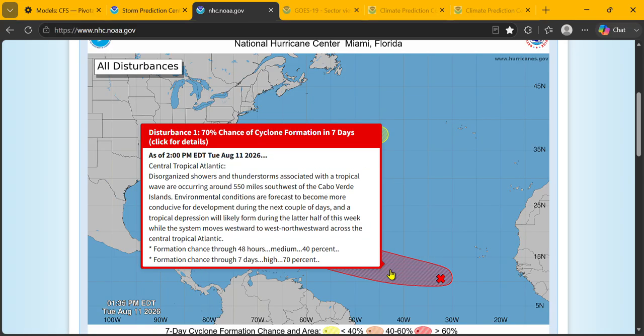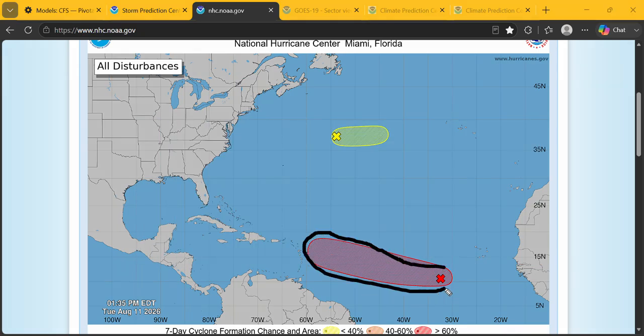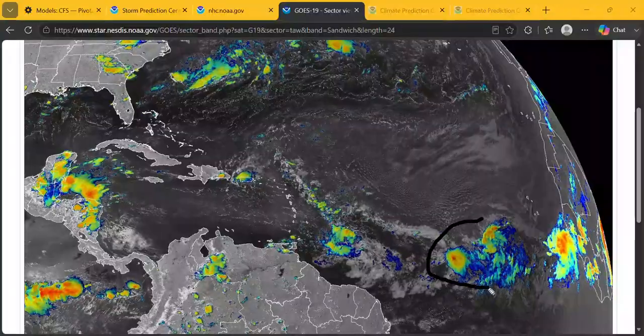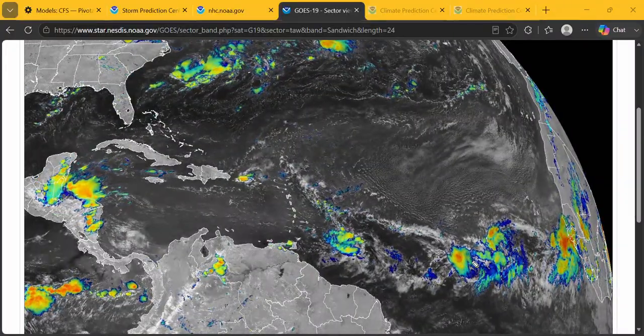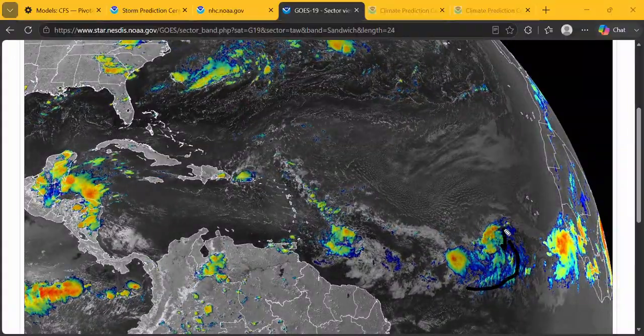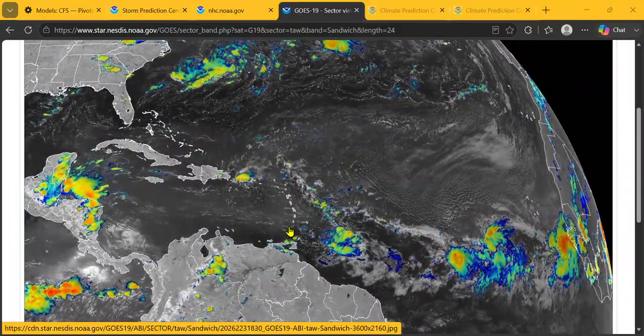But this is where things get interesting. We see a 70% chance of formation out here. It's moving towards the Caribbean, and towards the East Coast. So let's go to that. Let's see. I have satellite data here. I believe this is the disturbance they're talking about. It does look indeed very organized. We can see here it's got a little bit of spin to it, counterclockwise rotation. It might get a little bit organized here. I wouldn't be surprised if they issued a potential tropical cyclone in the next few days.